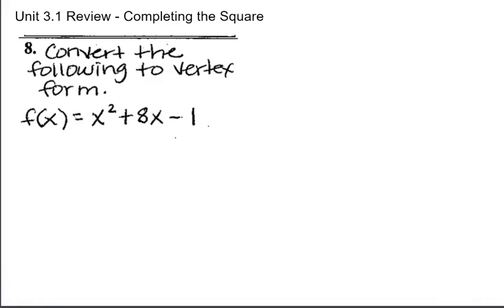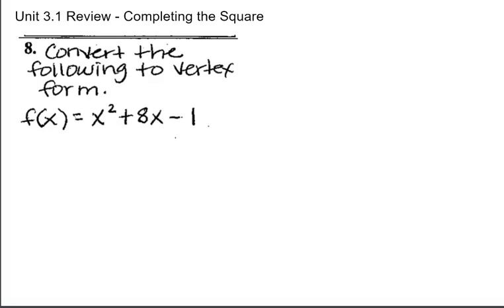Hello Algebra 2 students, this video is going to be a refresher over how to complete the square. Completing the square is helpful if you have to convert from standard form to vertex form. The equation we're giving here, f of x equals x squared plus 8x minus 1, is in standard form.